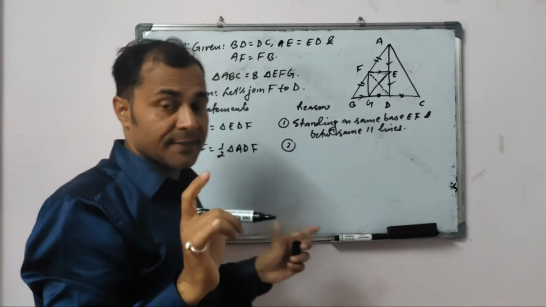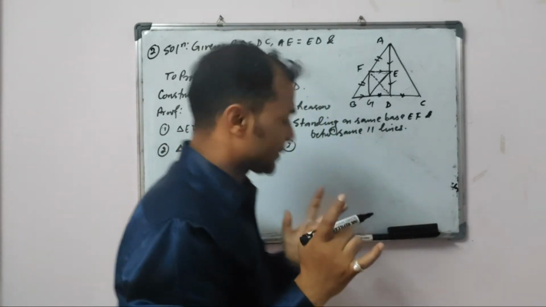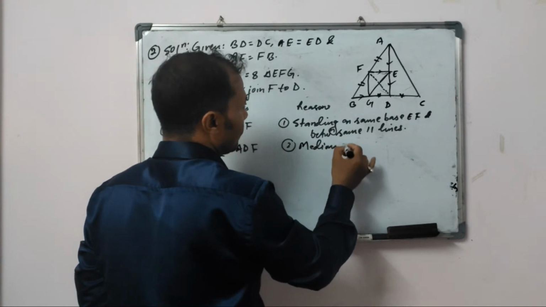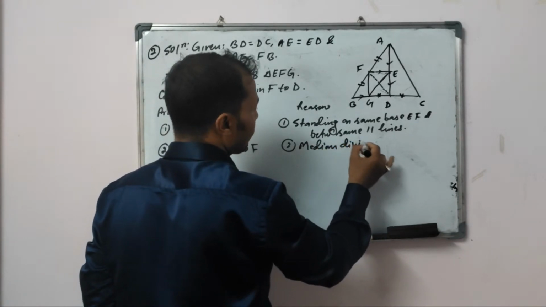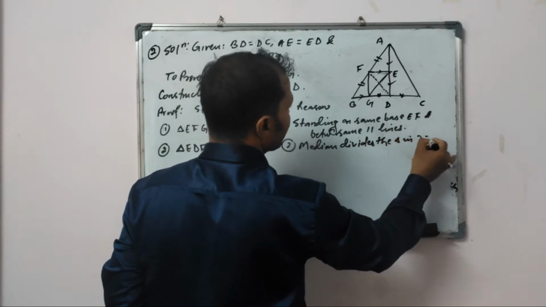What should be the reason for this? The median of any triangle divides the triangle into two equal halves, right?